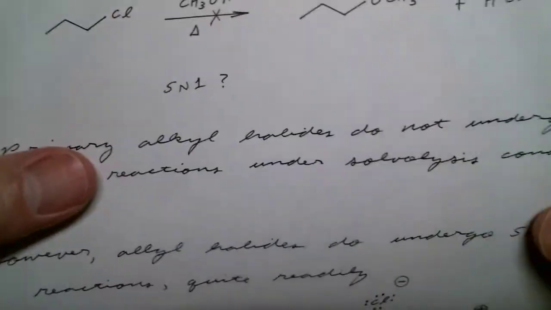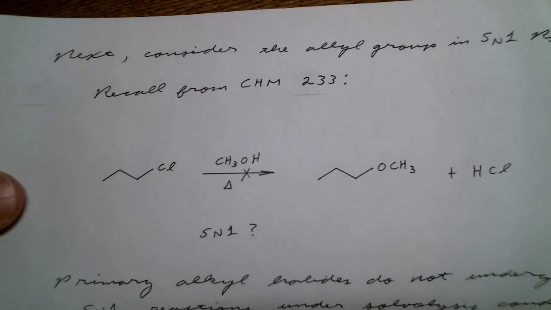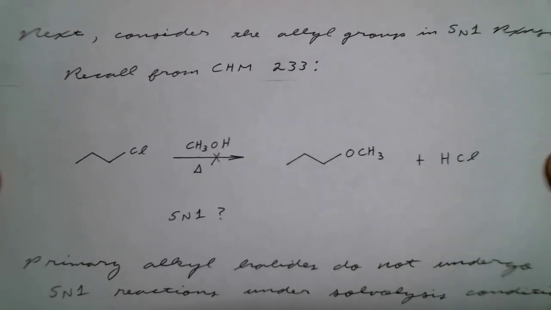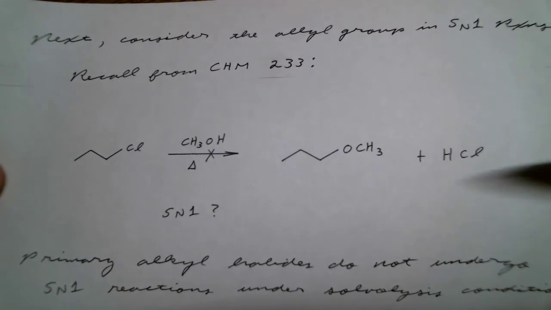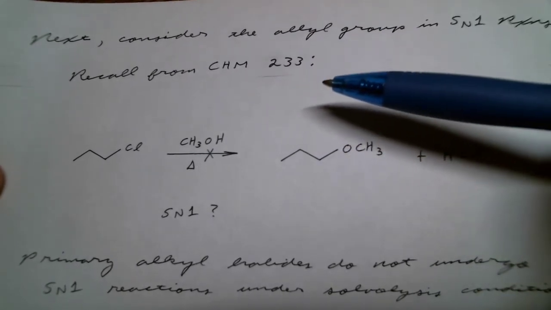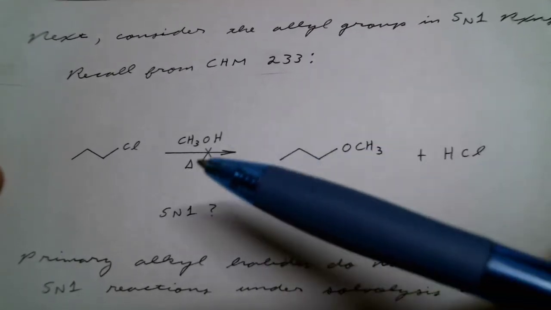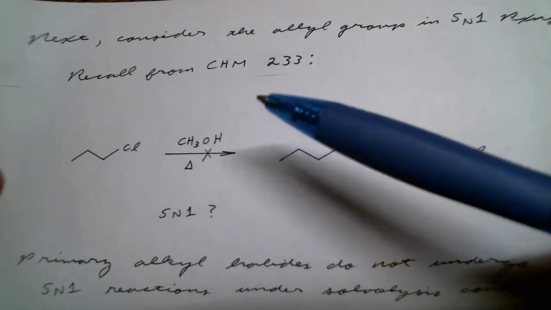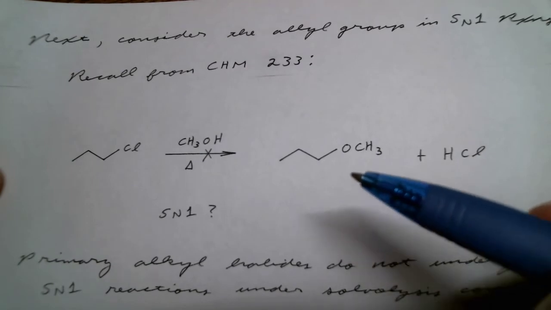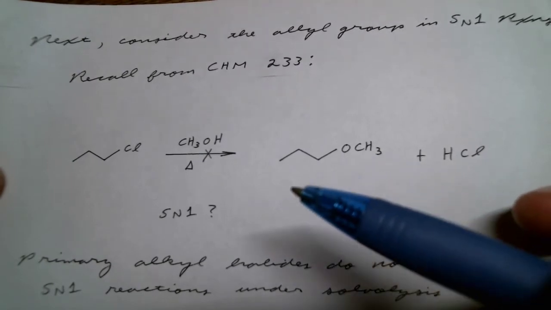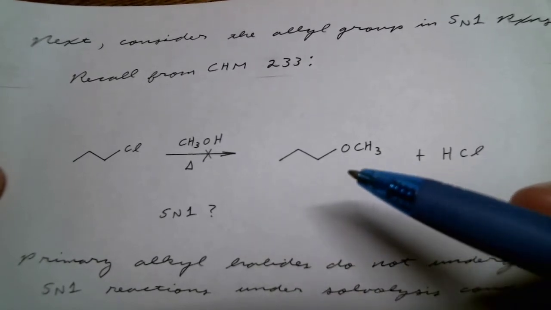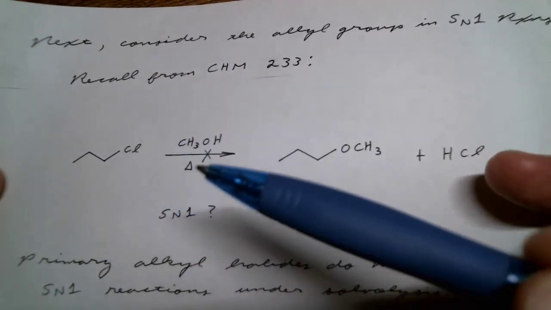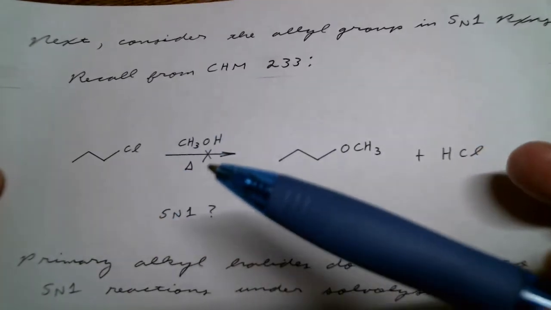So great. Next, let's consider the allyl group in SN1 reactions. You might recall from our first semester, our Chem 233, that if we put something like 1-chloropropane and methanol, we would not really get a substitution reaction through an SN1 type mechanism. That is, forming a primary carbocation and having the solvent substitute in.